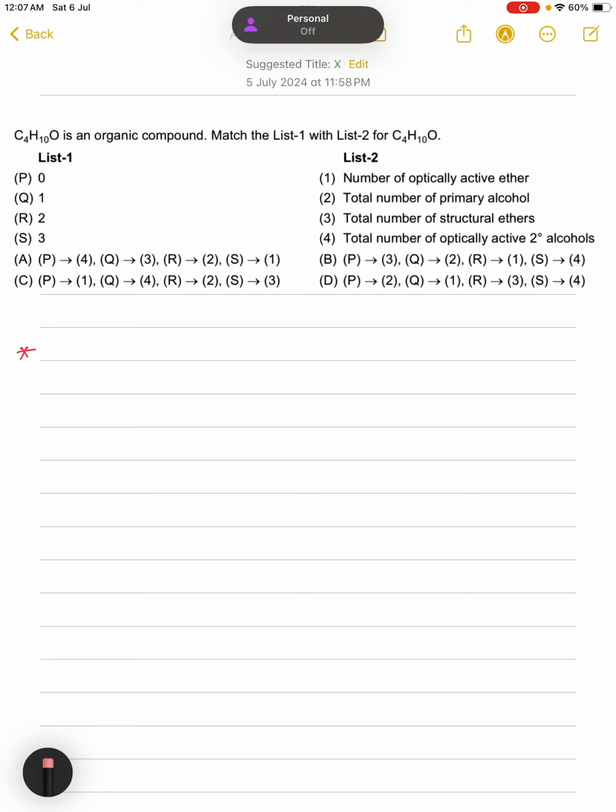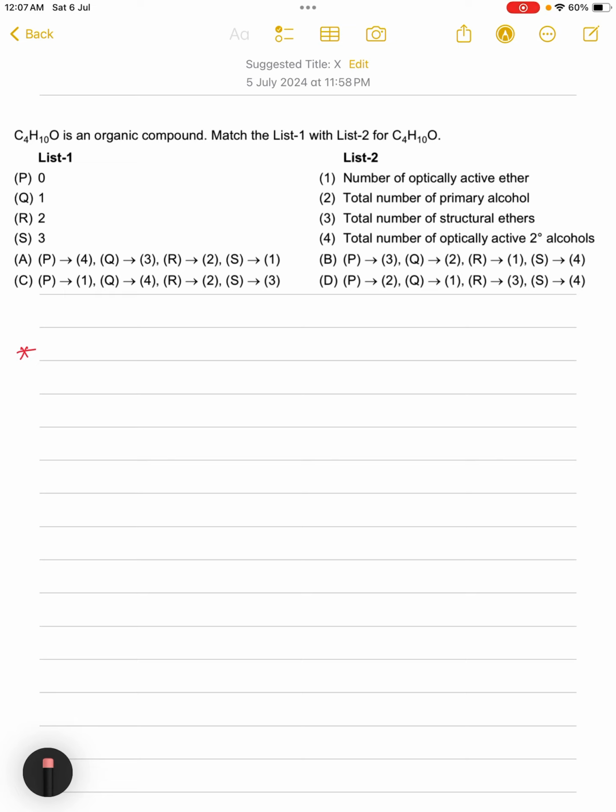Now this question belongs to organic chemistry, and in order to solve it we should know about the topic of structural isomerism. So if you know structural isomerism, this question will be a cakewalk for you. Otherwise you will have to understand the topic first and then come back to this question. Also it requires a bit of an idea about optical isomerism. So how do we proceed with it?